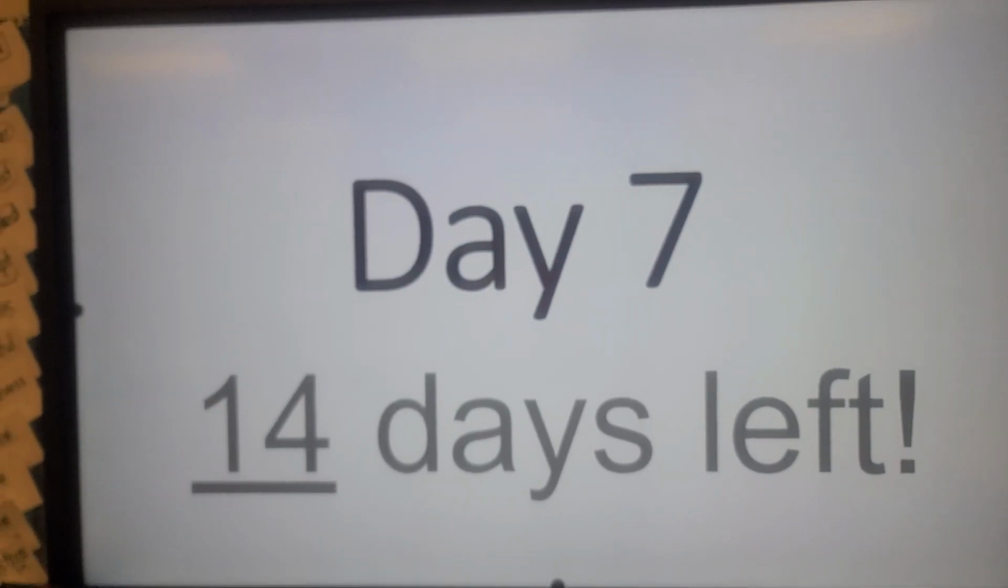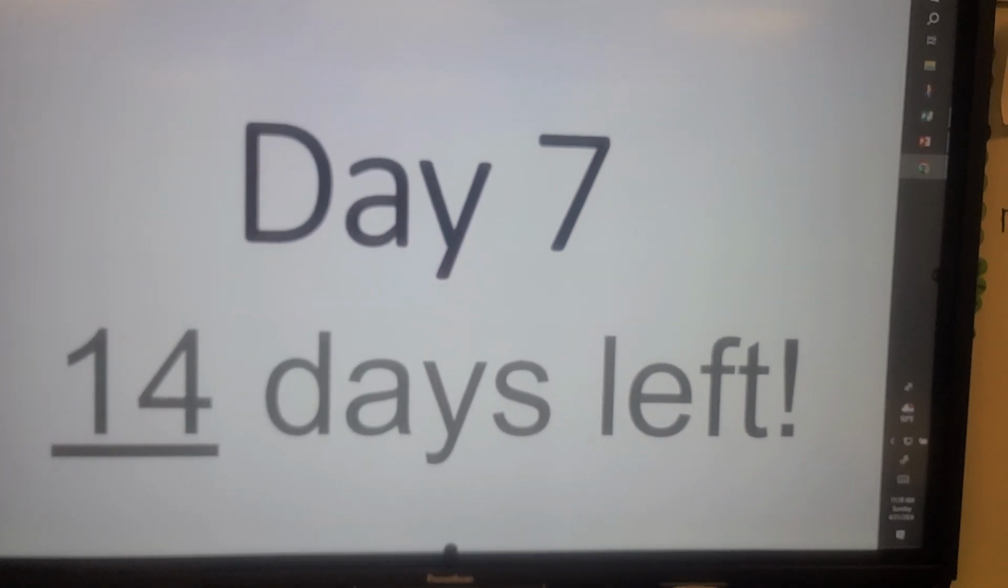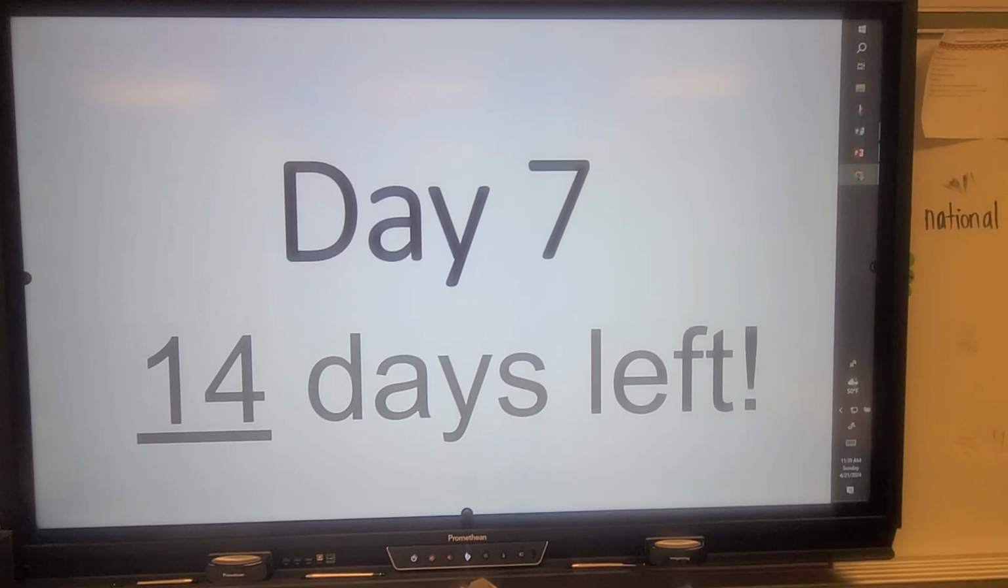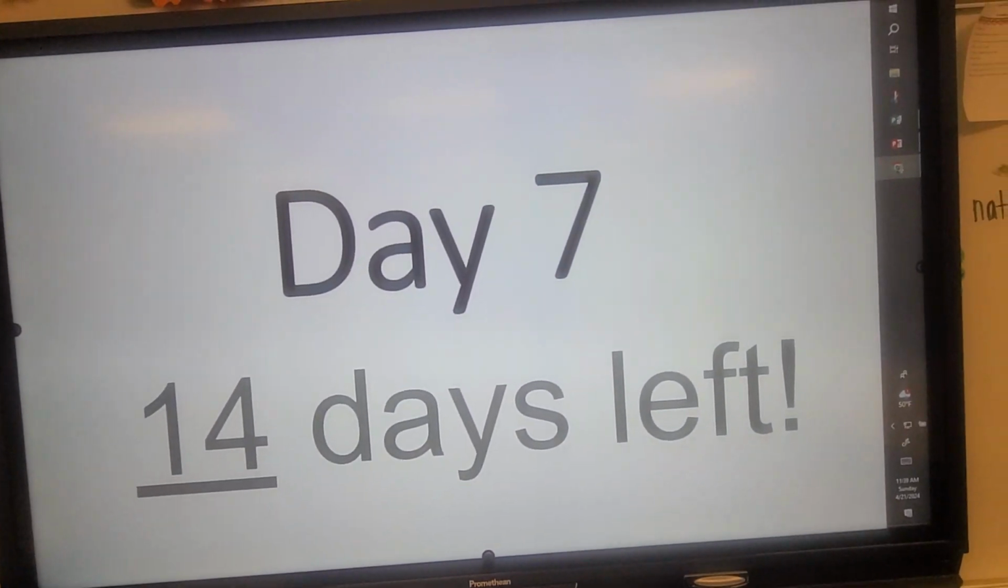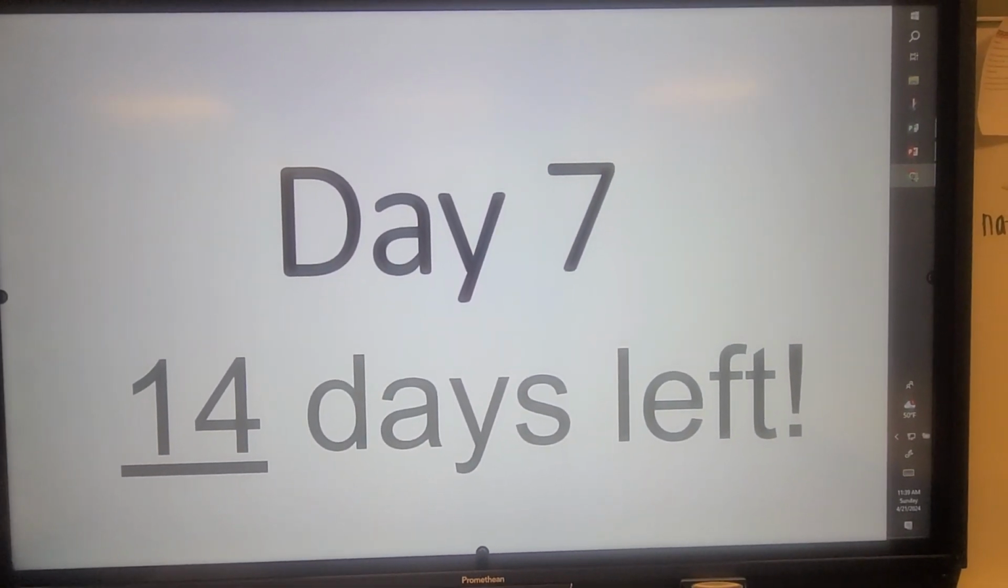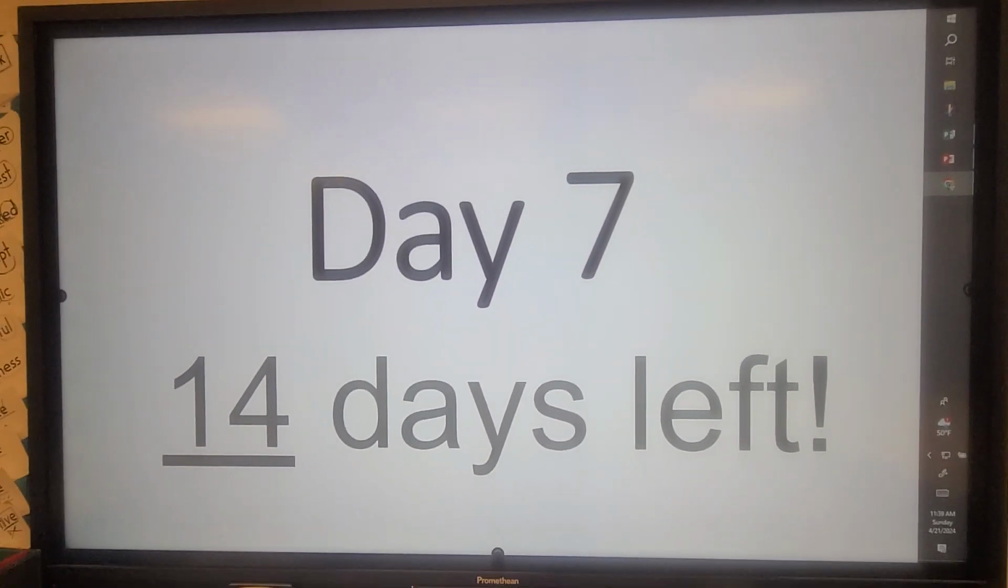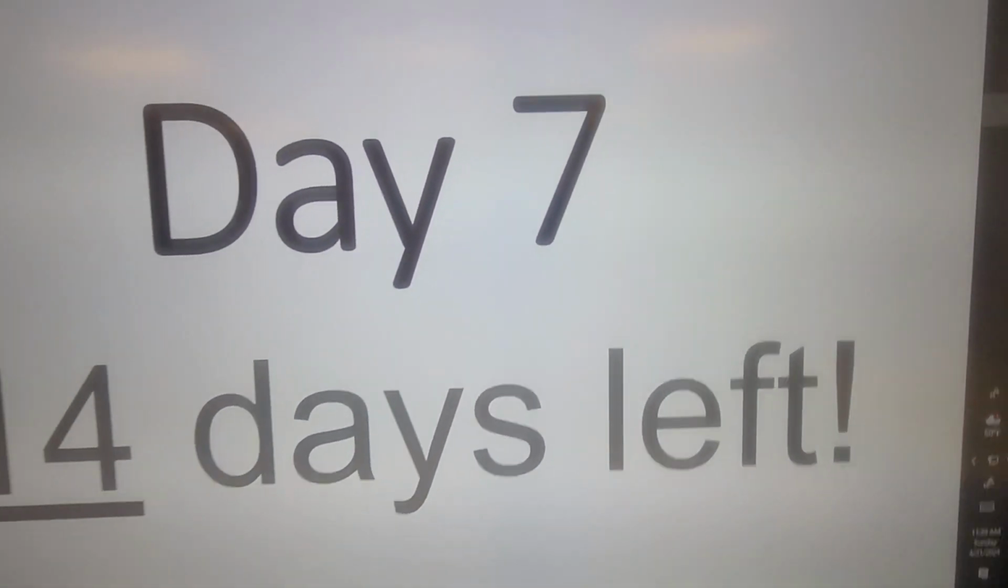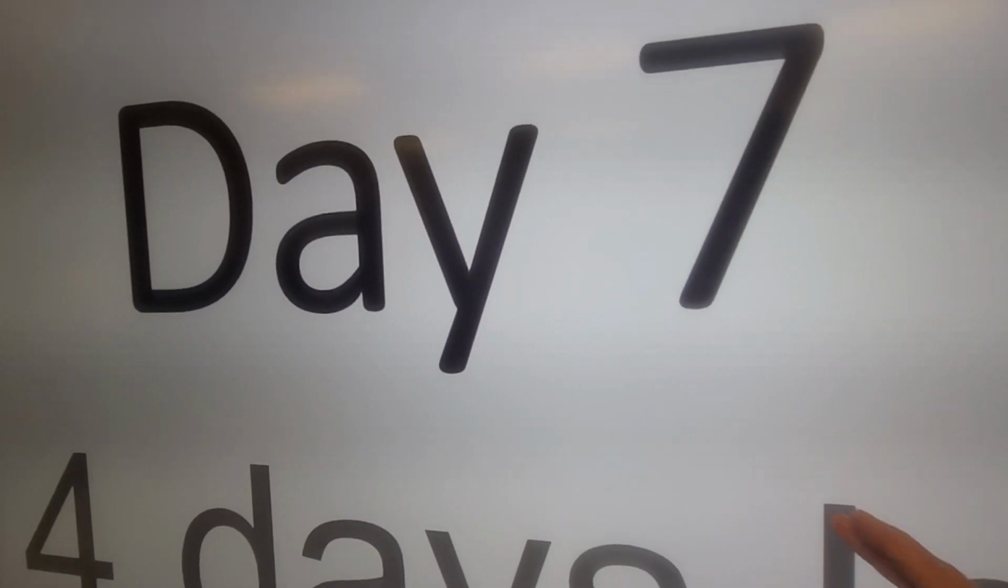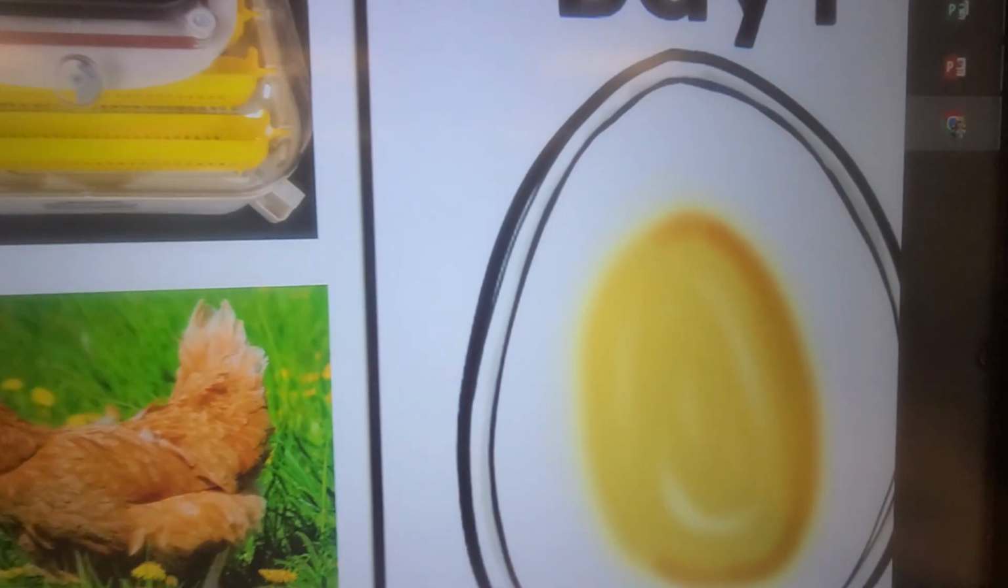Good morning, boys and girls. It is Sunday, April 21st, 2024, and we are on day 7 of our life cycle of a chicken unit, which means that we have 14 days left. We are 1/3 of the way through because a chicken's life cycle lasts for 3 weeks, so we have gone through 1 week of its development. We're going to take a look and review those pictures.